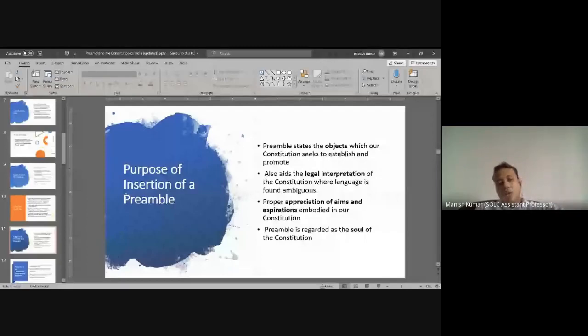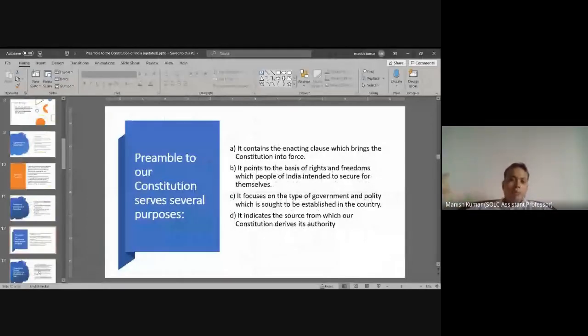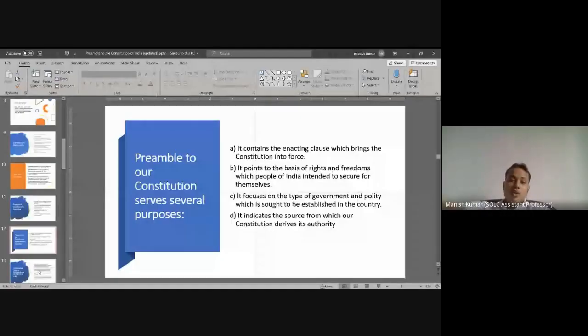Now I'm going to talk about the preamble to our constitution. The preamble serves several purposes. Which purposes does the preamble serve? I'm going to talk about that. What are all the purposes?